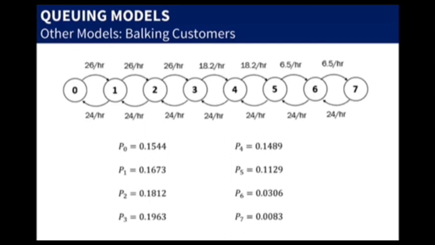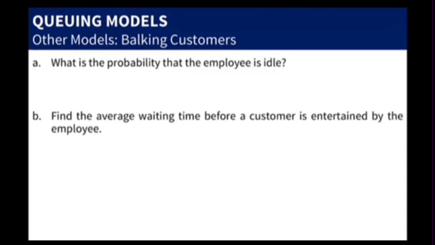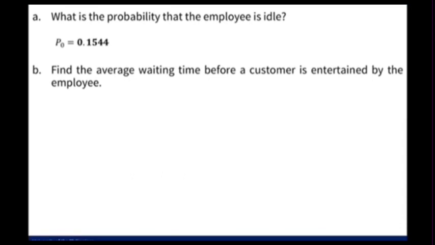Let's now answer the questions. For A, what is the probability that the employee is idle? So that is simply the probability that there is no customer in the queuing system, P0, and that is equal to 0.1544. For the second question, find the average waiting time before a customer is entertained by the employee.